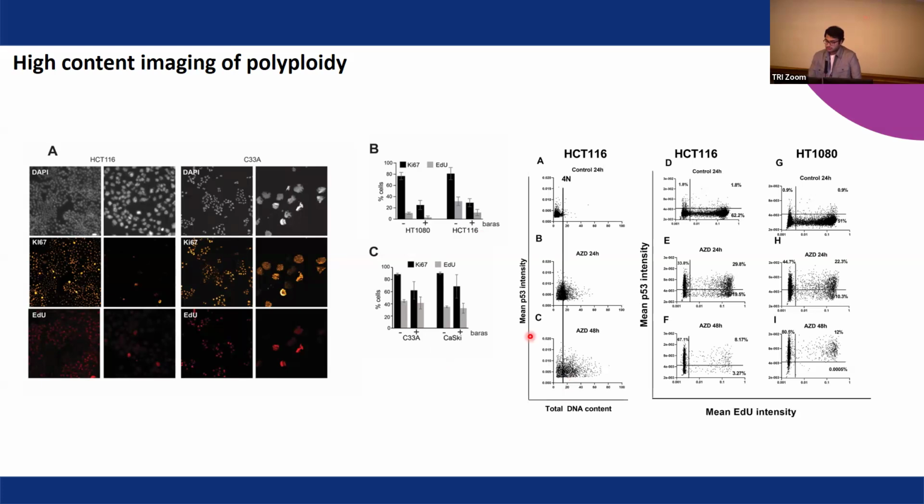This is a separate experiment where I was looking at P53 intensity, because that's one of the tumor suppressors involved in response to Aurora B inhibition. Because we get single cell data from high content imaging, every single dot here represents a single cell and its fluorescent intensity. So we can see the total DNA content versus mean P53 intensity to see how size or DNA content of the cells is correlated to the P53 intensity and how it's getting activated.